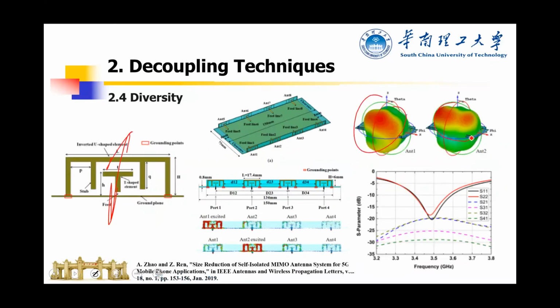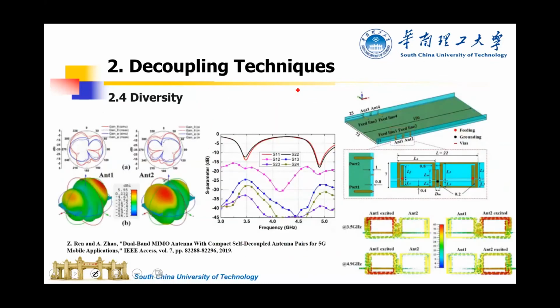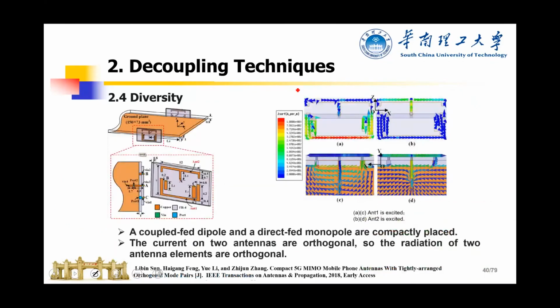So when set on the mobile phone like this, it's just 8 elements, but the radiation has a different pattern like this. This is just the pattern direction, so it also has good isolation. These are the patterns.